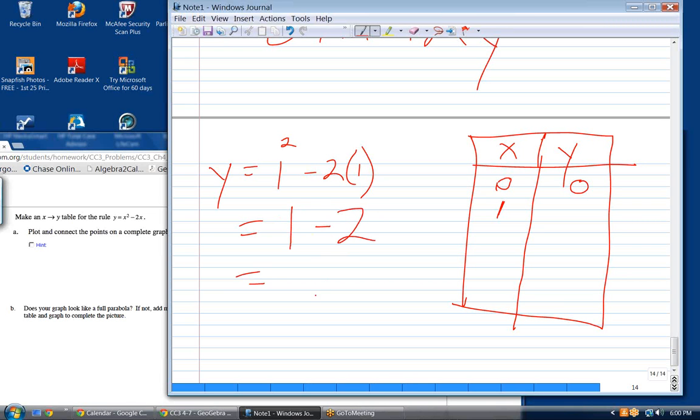What's this? 1. Negative 1. 2 minus 1. Oh, yeah. If 2 minus 1 is 1, then 1 minus 2 can't be 1. Whenever you subtract a bigger number from a smaller number, your answer is always negative.